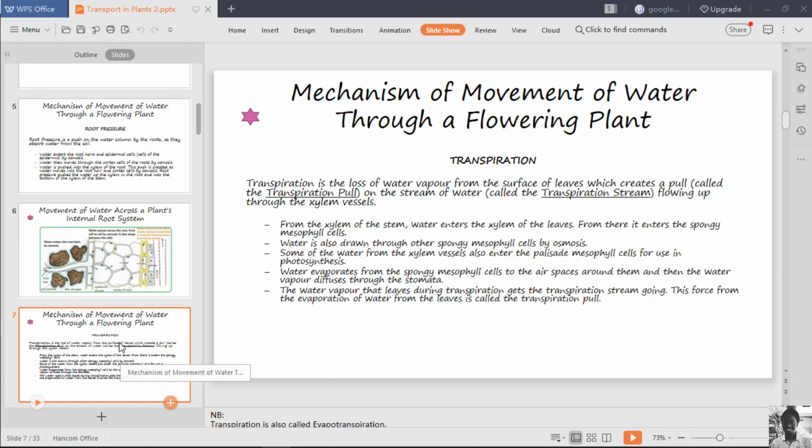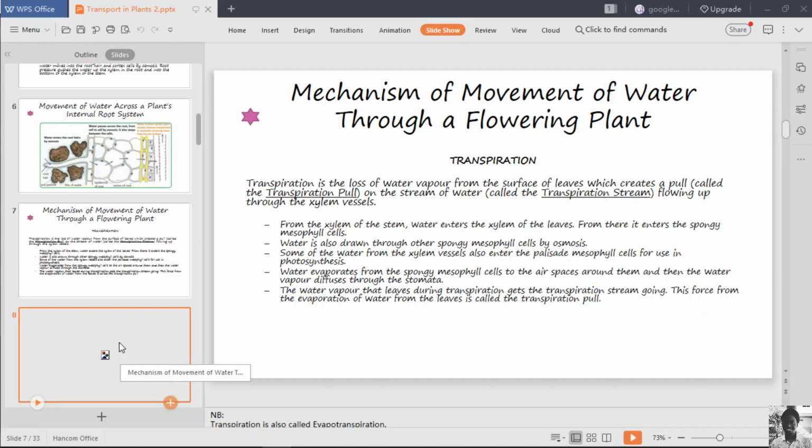So be able to differentiate between the transpiration pull, the transpiration stream, and transpiration itself. The transpiration pull gets the stream of water, or the transpiration stream, up the plant. The transpiration stream is this column of water flowing up the plant. The transpiration pull is the force that pulls that column of water. Transpiration is the loss of water from the surface of the leaves, and that creates that pull on the transpiration stream. So be able to make that distinction.